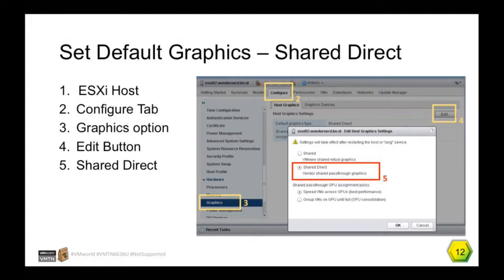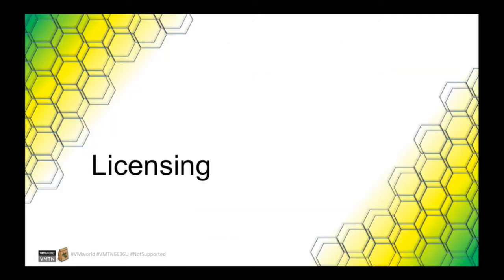So that gets us to stuff we actually need to configure inside the hypervisor. Best way to do this is typically in the GUI, and that's setting the default graphics to shared direct. That makes everything work. If you don't do that, you get funny errors when you try to turn this up. So getting shared direct set is important, and you can see the 1, 2, 3 steps right there.